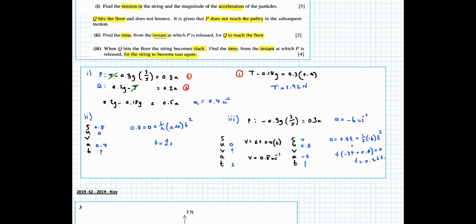So our final answer, of course, is we had 2 seconds for the previous movement when Q hit the ground, and now we have 0.27, we'll just round it. When Q hits the ground, the string goes slack, and then it gets taut again. So the total time for that was 2.27.